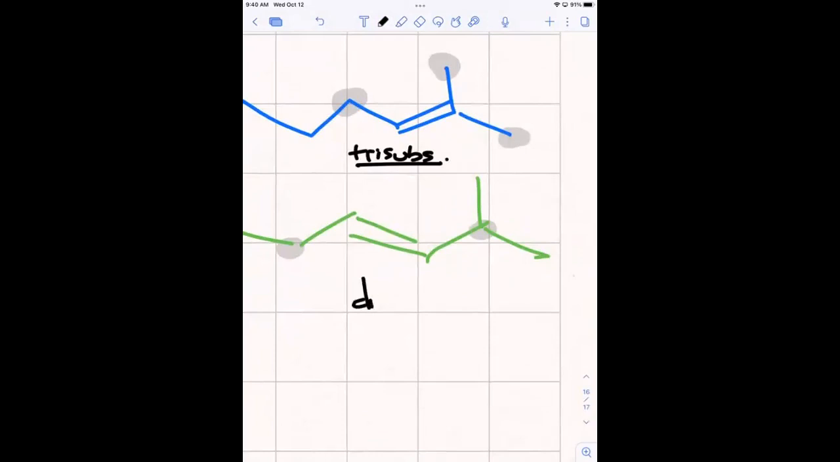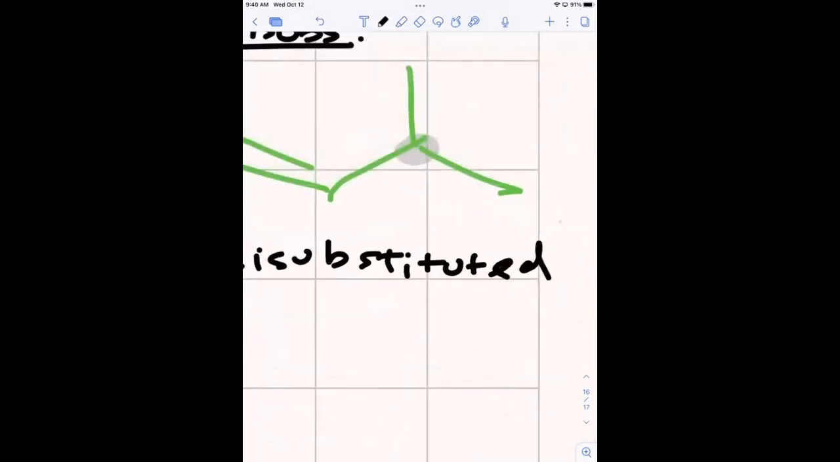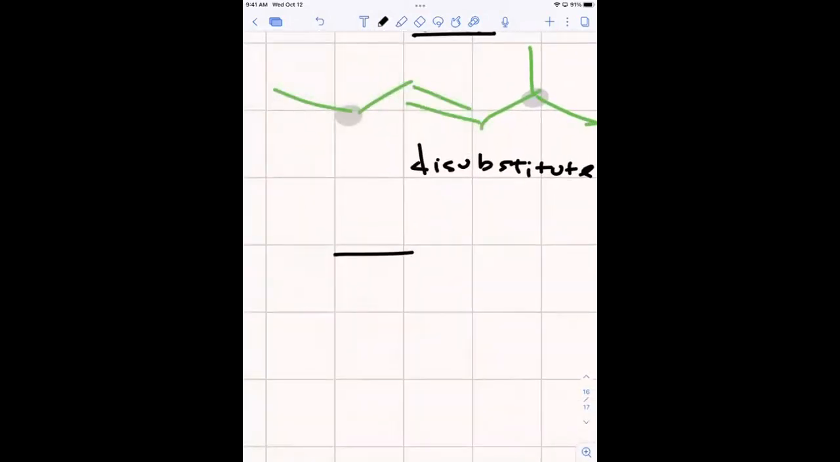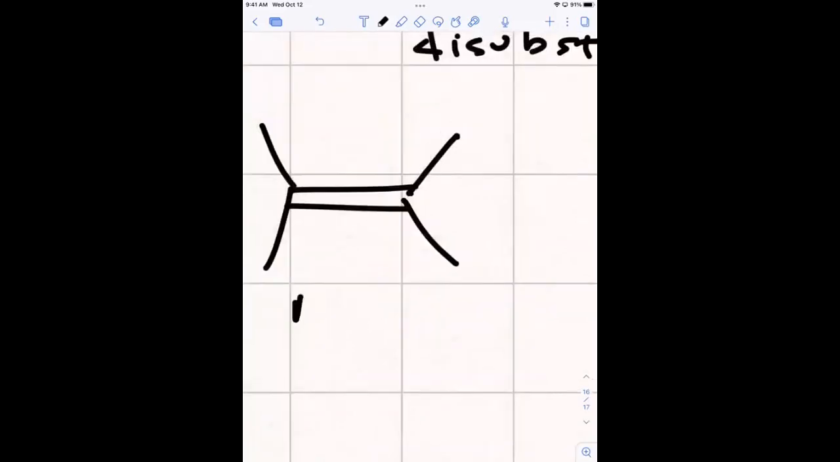Well, I think we talked about this. I forget what reaction we were looking at though. I remember talking about this, but I think it was an allylic bromination. Right. So disubstituted and trisubstituted, that matters. For a double bond, the more substituents I have on it, the more stable it's going to be.